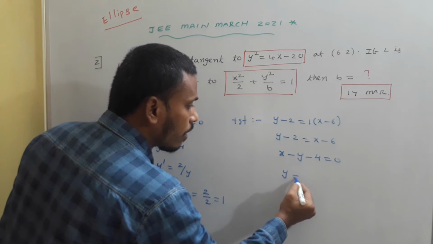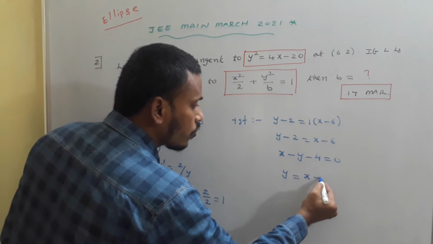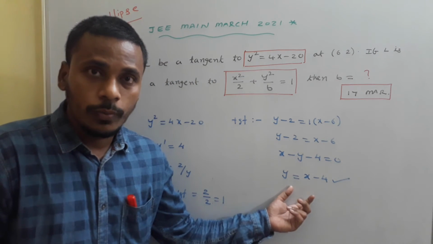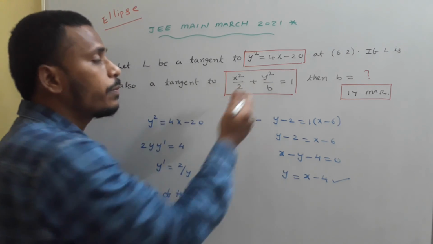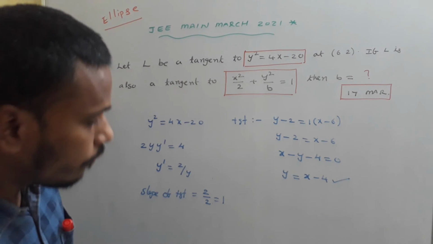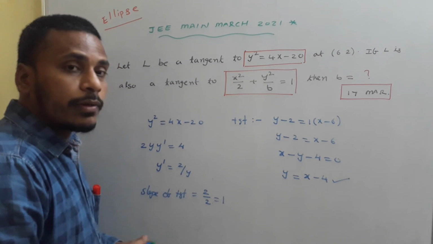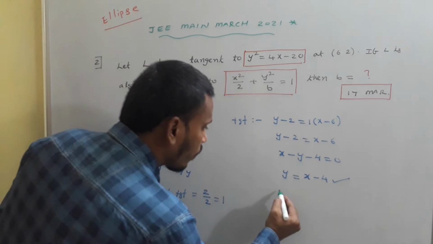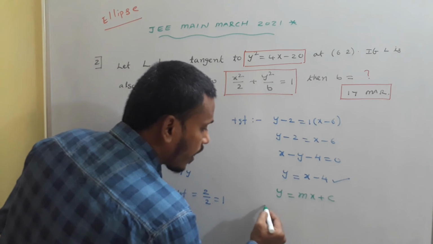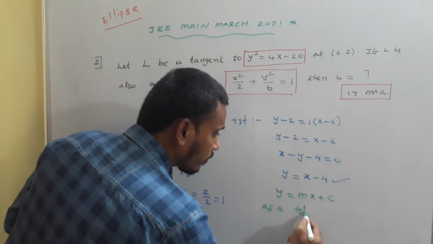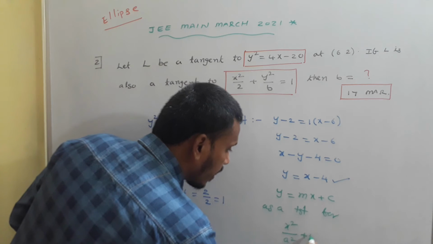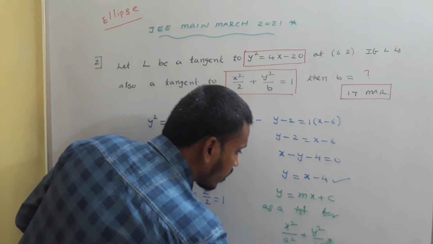You just express it in a comfortable way: y is equals to x minus 4. And now this y is equals to x minus 4 is also a tangent for this ellipse equation. See, if y is equals to mx plus c is a tangent for x square by a square plus y square by b square is equals to 1, what we do is compare it with y is equals to mx plus c.